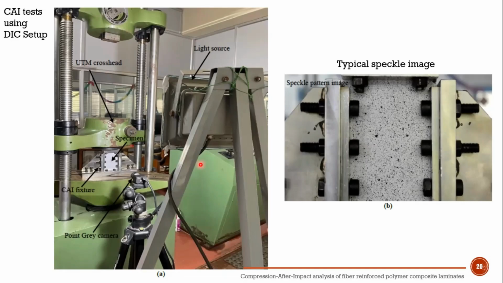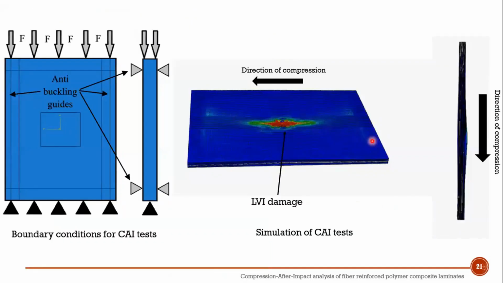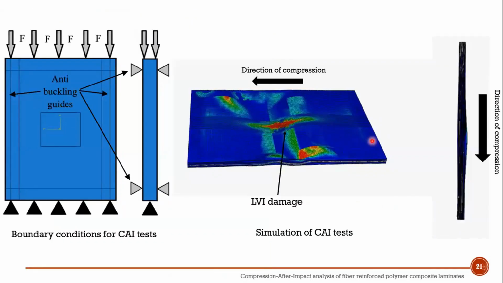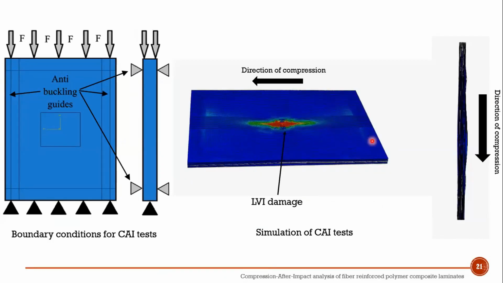the software captures the movement of these particular points on that face, and then it creates contours of strains and displacements in the background, so that we can generate those contours later. So yeah, this is our simulation of the low velocity impact test.